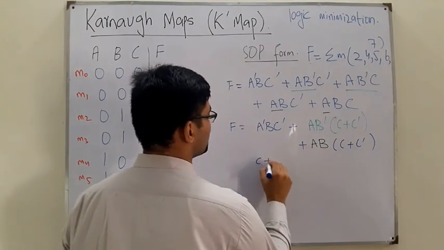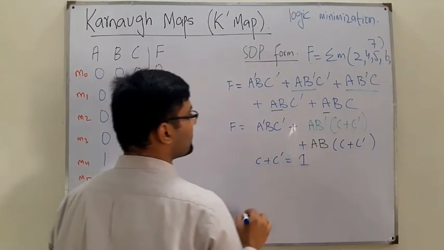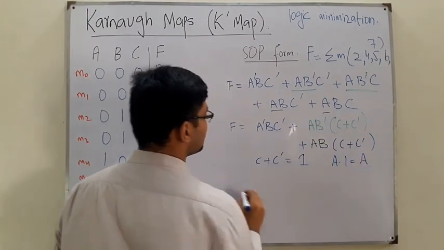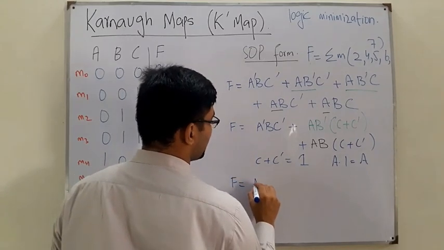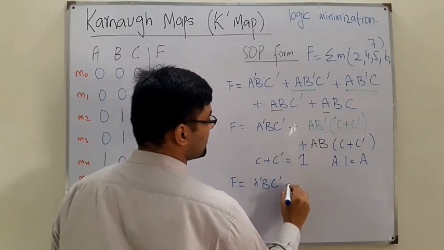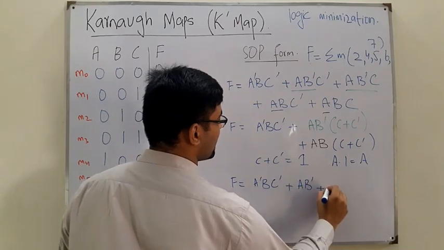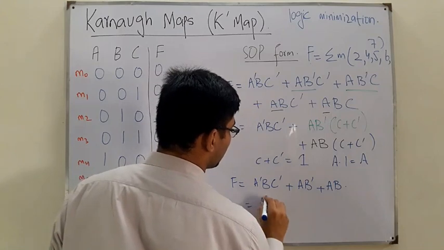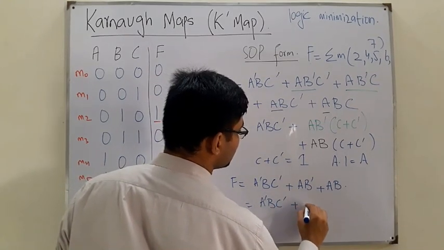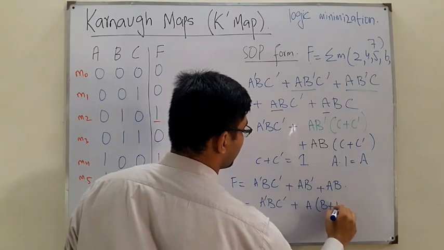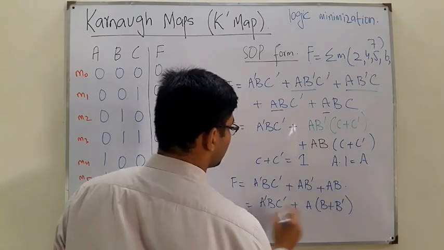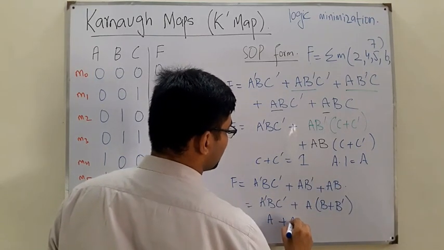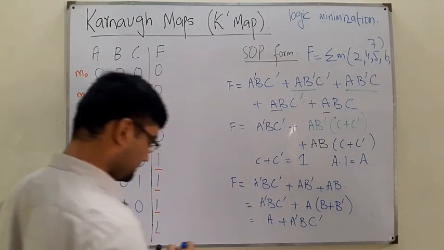All right, and we know from C plus C complement is 1, okay? And any A ANDed with 1 is A, so you know that. So the function becomes what? It's A complement B C complement plus A B complement plus A B. Now we have A common from these two, so this would be A complement B C complement plus A times (B plus B complement). Now again, B plus B complement is 1 and A ANDed with 1 is A. So we have A plus A complement B C complement.